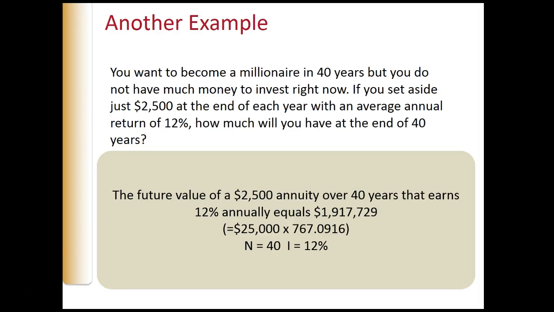Then the last example, what if that amount is 12%? Well, if it's 12%, we would use the factor based on n equals 40, i equals 12, the 767.0916 factor from Table 3. And our 2,500, again, sorry, not 25,000, would yield us $1,917,729. You see how significant that interest rate plays out into these formulas.